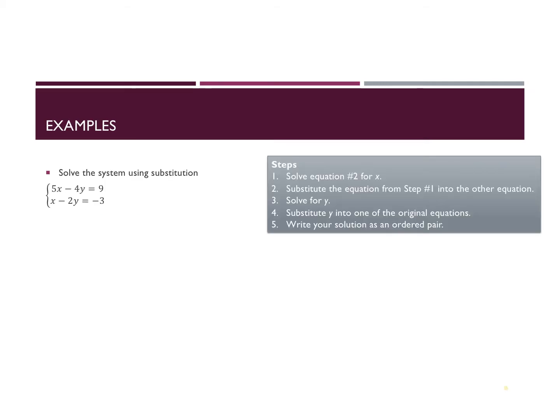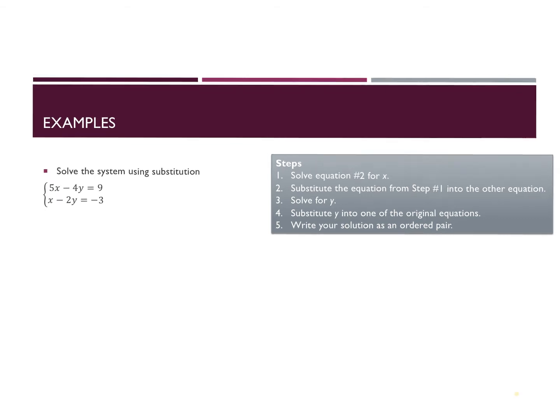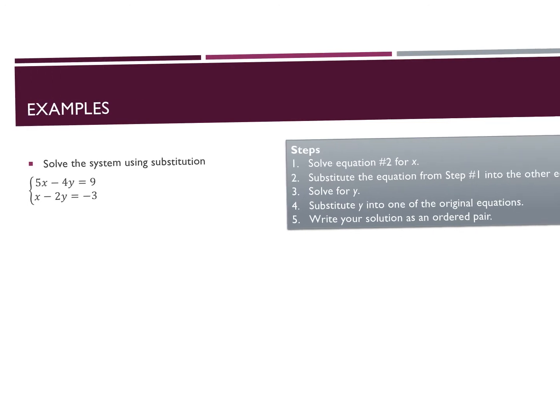Notice we will solve this example using substitution, and we have our steps listed off there on the right. So if we look at our system here, notice it says we are going to solve equation number 2 for x. And the reason why I would suggest doing so is because it says x to the first power. Okay, so what that means is to solve for x, you'll add 2y to both sides. Right? So we'll have x equals -3 plus 2y.